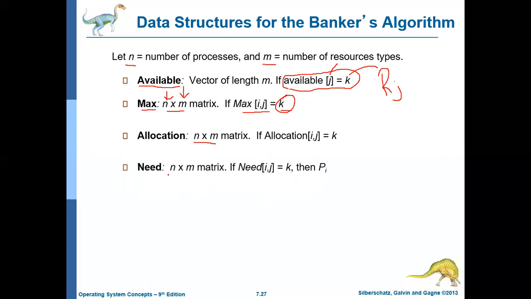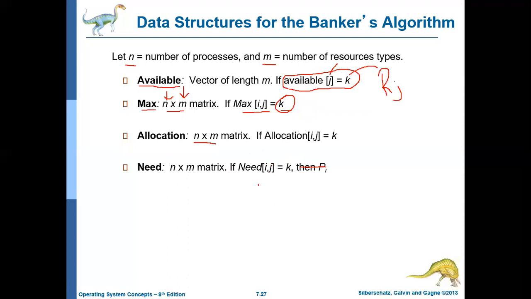And there is another data structure which is need. This is also an n cross m matrix, where n is the number of processes and m is the number of resource types. If need of i comma j equals k, then it means that the process Pi needs k instances of resource j.